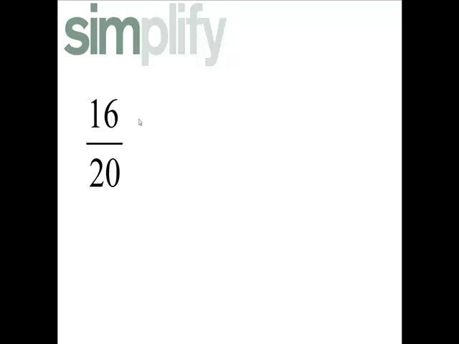What number goes into 16? How about 4? And does 4 go into 20? So when you divide the numerator and denominator by the greatest common factor, 16 divided by 4 is 4, 20 divided by 4 is 5, and since the greatest common factor of 4 and 5 is 1, this is simplified. 4/5 is a simplified fraction.